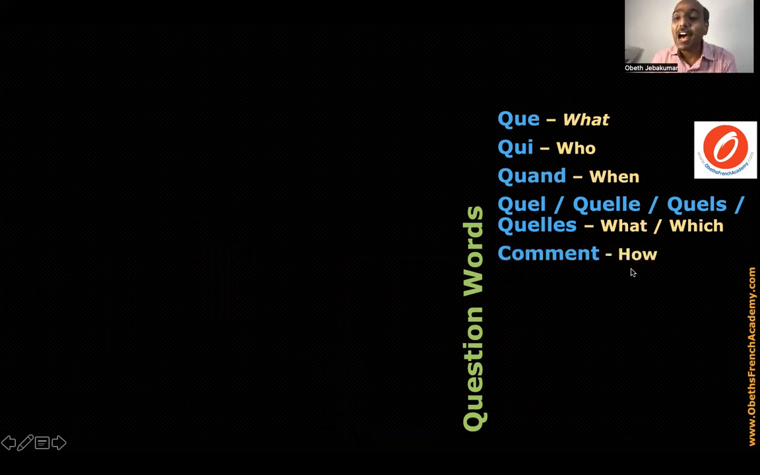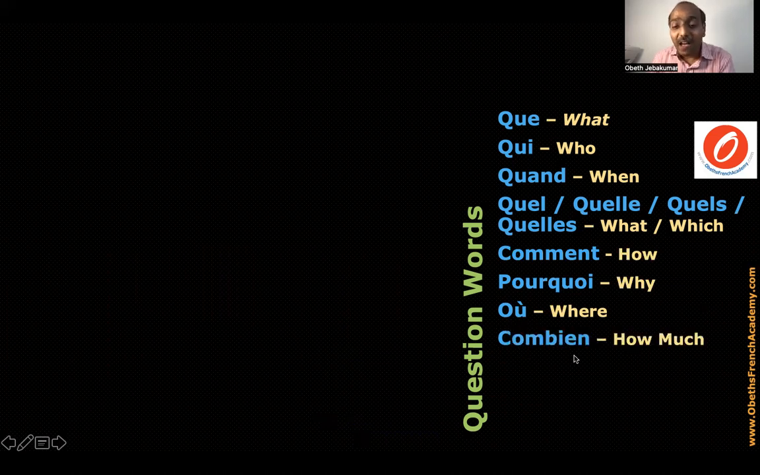Comment. It's how. C-O-M-M-E-N-T. Comment. It's how. Pourquoi. Why. P-O-U-R-Q-U-O-I. Pourquoi. Why. Où. Where. O-U with a grave accent. Où. Where. Combien. How much. C-O-M-B-I-E-N. Combien. How much. Combien de. How many.